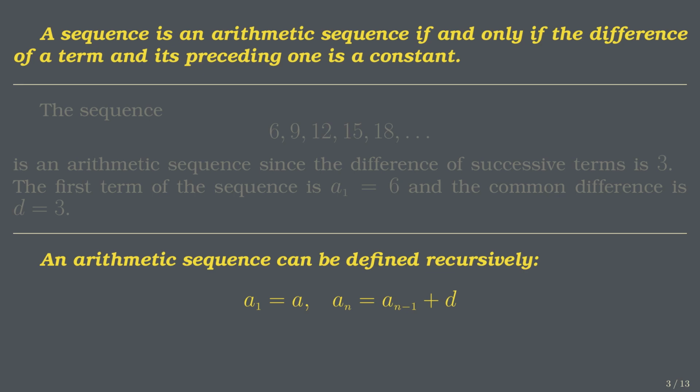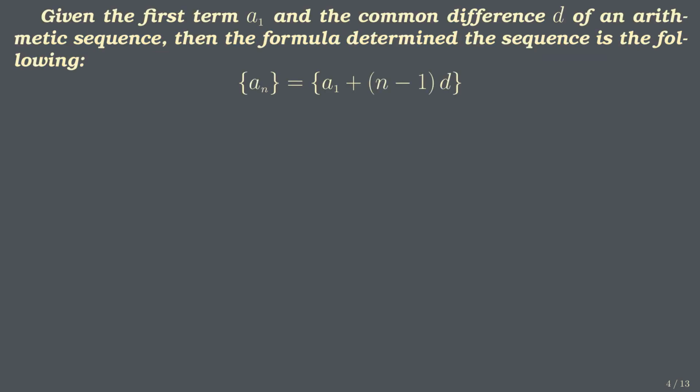Okay, so giving an arithmetic sequence is equivalent to giving the first term a1 and the common difference d. And from that information, we know that the general formula for the term an should be a1 plus n minus 1 times d. This can be easily proven using the definition of an arithmetic sequence.